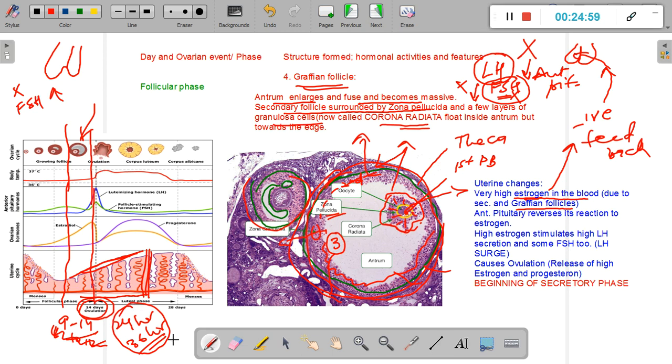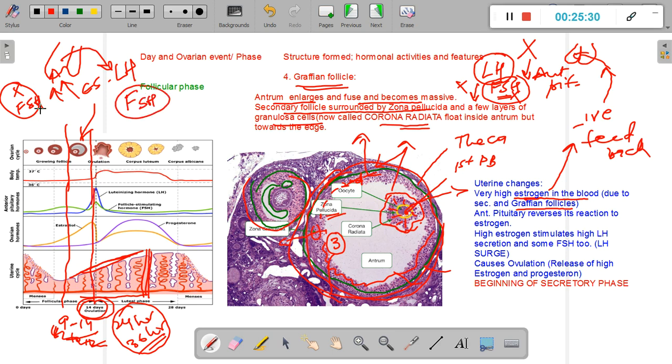But just 24 to 36 hours before, the pituitary changes its own behavior. What it does is, this time, if estrogen is provided to it 24 or 36 hours before ovulation, before the 14th day, when estrogen reaches the anterior pituitary, it behaves exactly oppositely. The anterior pituitary starts secreting extremely huge amounts of luteinizing hormone and some amounts of FSH.